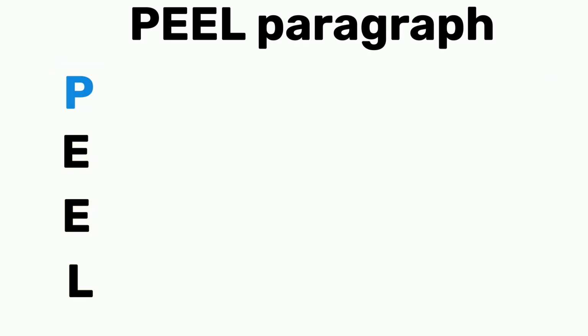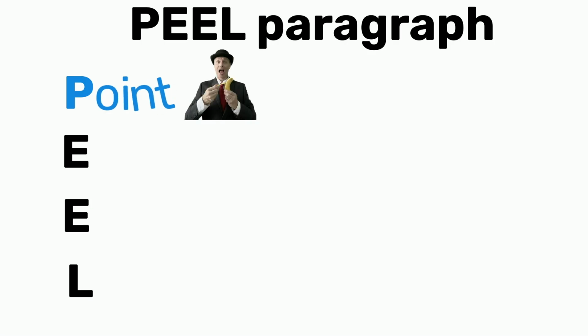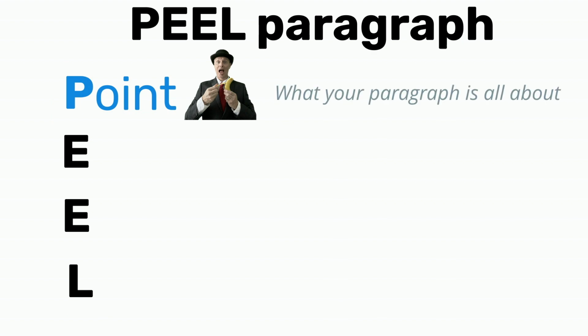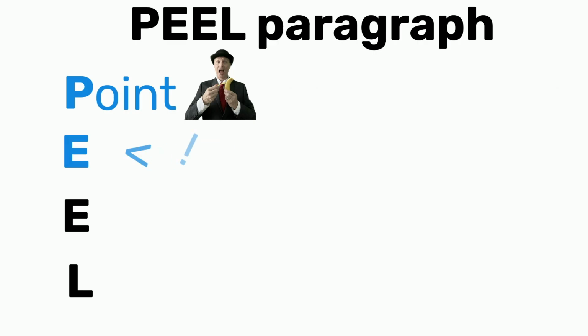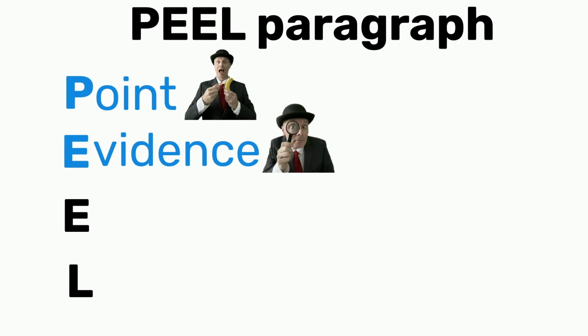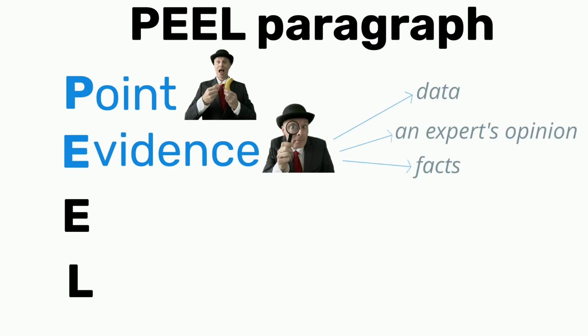The P stands for point. Begin by explaining the point you want to make, the topic of the paragraph. In other words, what the paragraph will be all about. The first E stands for evidence. Here, you support your point with evidence. This evidence could be data, an expert's opinion, facts that you have learnt, or recalling a personal experience.